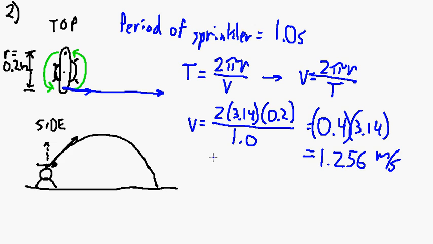Okay, so that's right. So that's what we get for the velocity of the water horizontally as it comes out of the sprinkler. So Vx, and we know, of course, the acceleration is all gravity downward, so there's no acceleration horizontally.